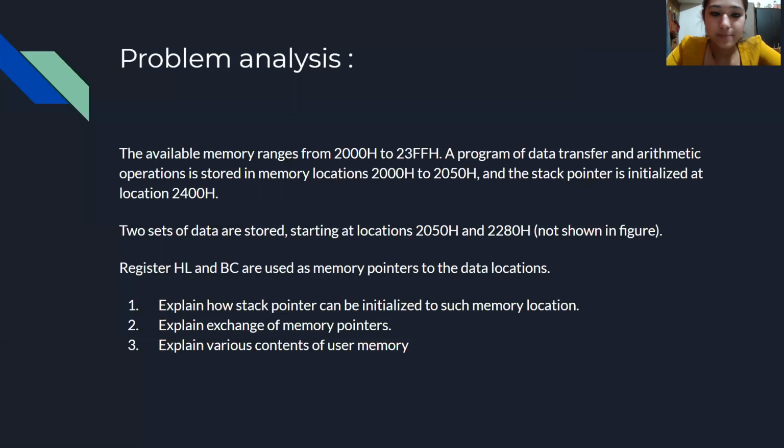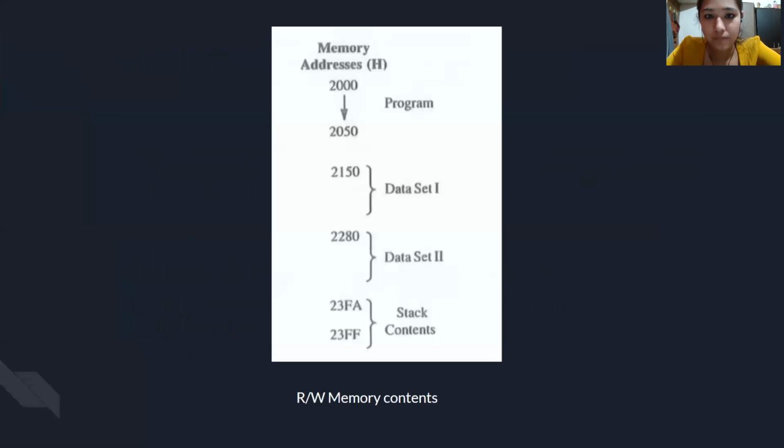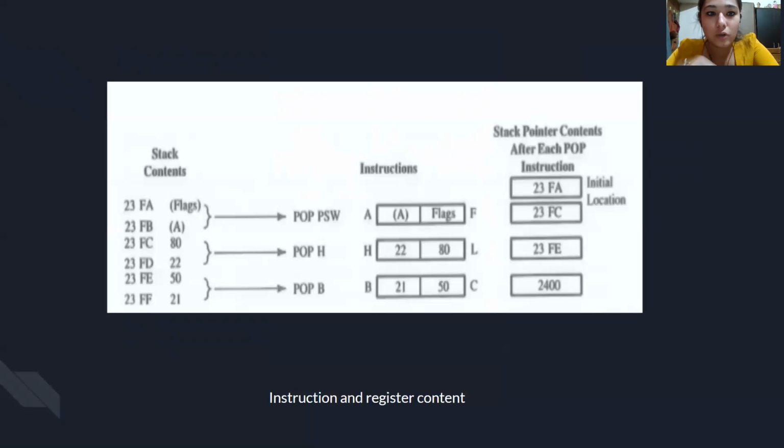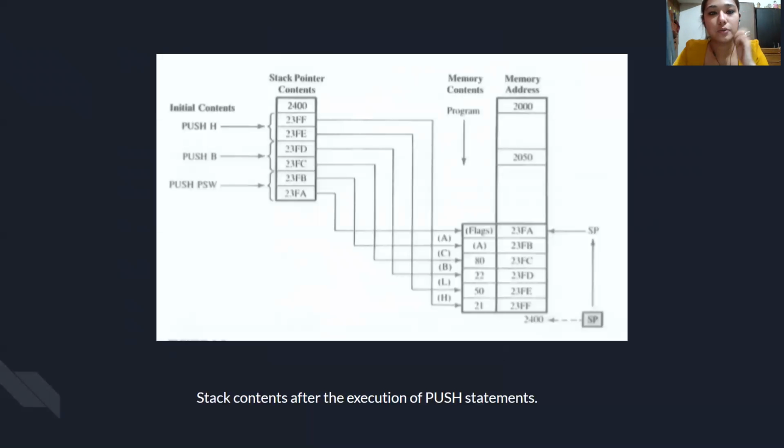Next, explain the exchange of memory pointers and explain the various contents of user memory. This is the actual representation of the problem: we have the program written, and the stack contents are from 23FF downward. Now let's move on to the execution of the push statements.